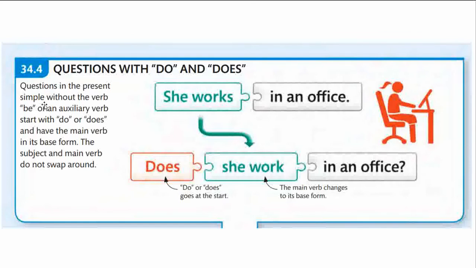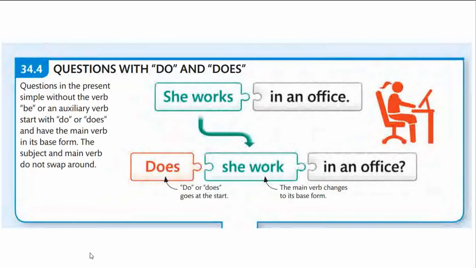Questions in the present simple without the verb be or an auxiliary verb start with do or does. So we are starting the question with do or does because there was no auxiliary and the main verb is in the base form. Here it was not in the base form, it was with an s, so the verb is brought to the base form. The subject and the main verb do not swap around. The subject and the main verb remain where they are. Does she work in an office?